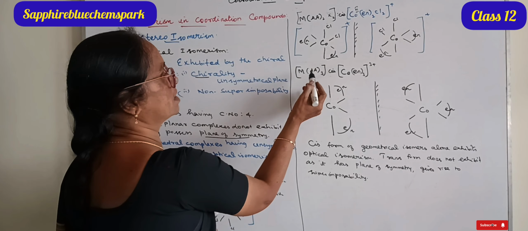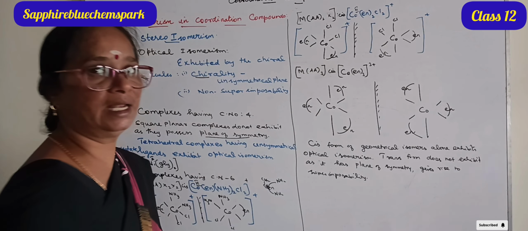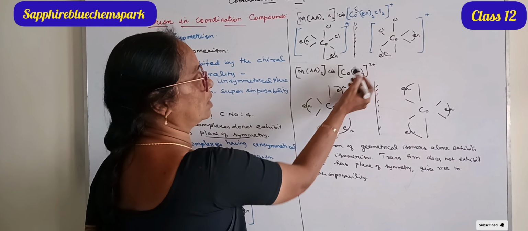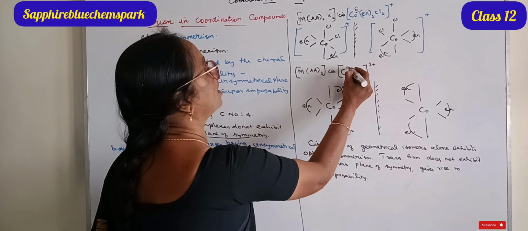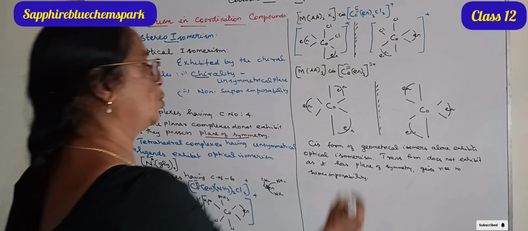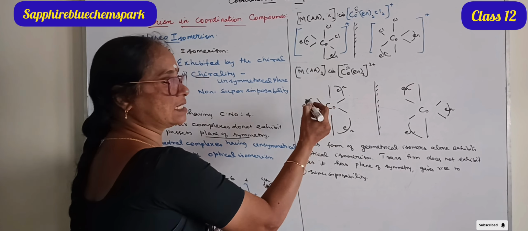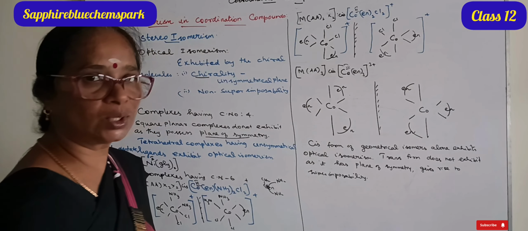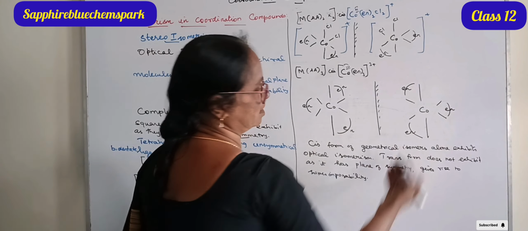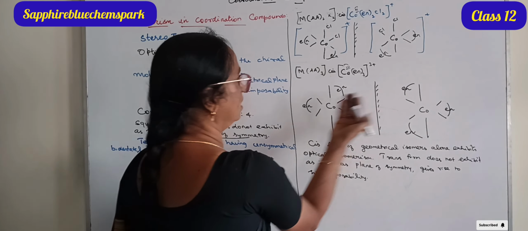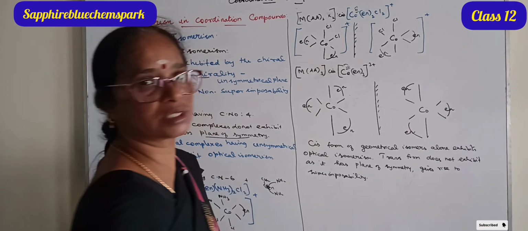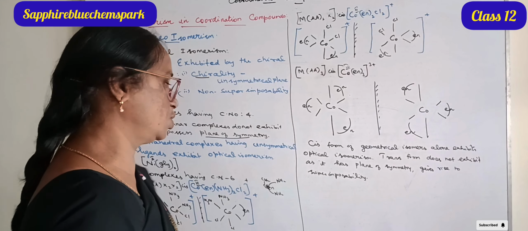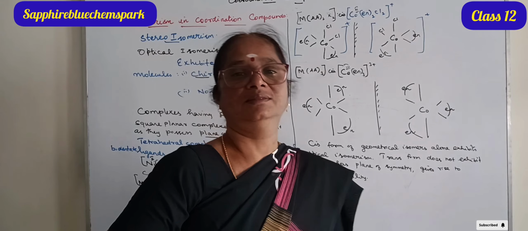The next type is where all the ligands are bidentate ligands. In this case we have taken tris ethane 1,2 diamine cobalt 3. Here the oxidation state is 3. So, you can represent all the 6 positions of the regular octahedron occupied by ethane 1,2 diamine, and its mirror image appears like that. The image and the molecule do not superimpose on each other. So, this kind of molecule also exhibits optical isomerism.